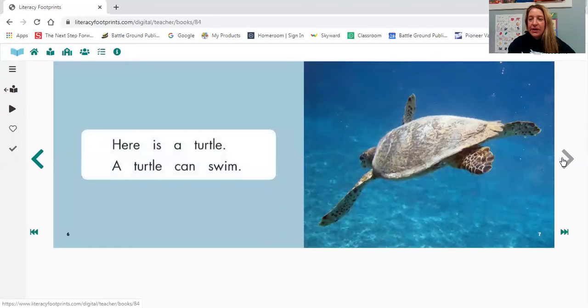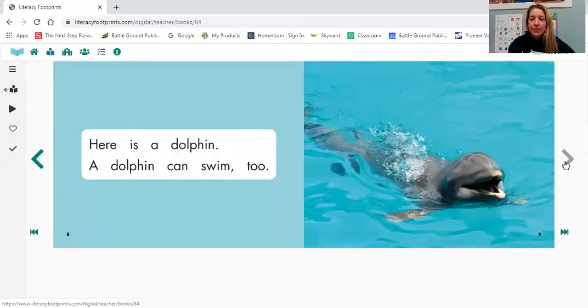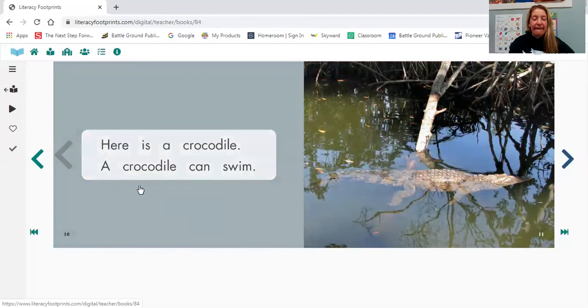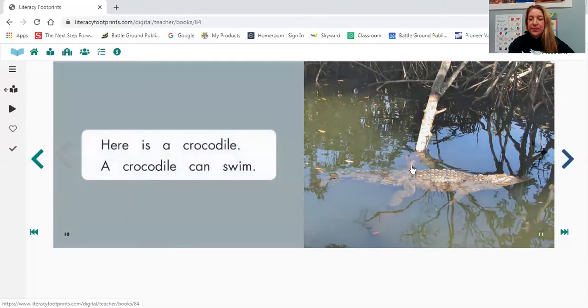Let's be thinking here about our last page. What is this called? A dolphin. Here we go. Finger under the word here. Here is a dolphin. A dolphin can swim too. Finger under the word here. Here is a crocodile. A crocodile can swim.